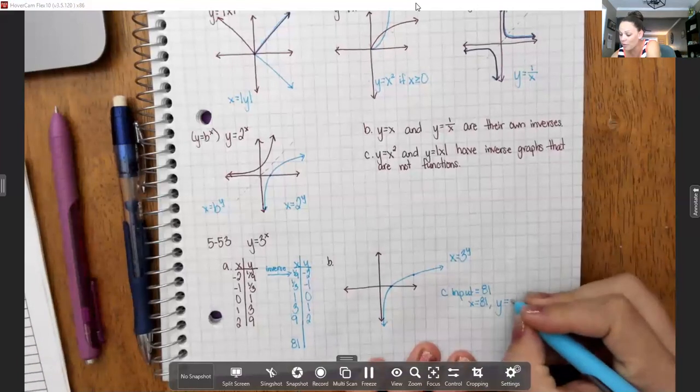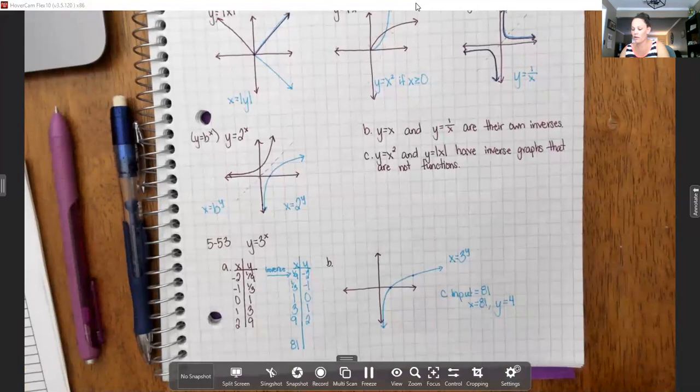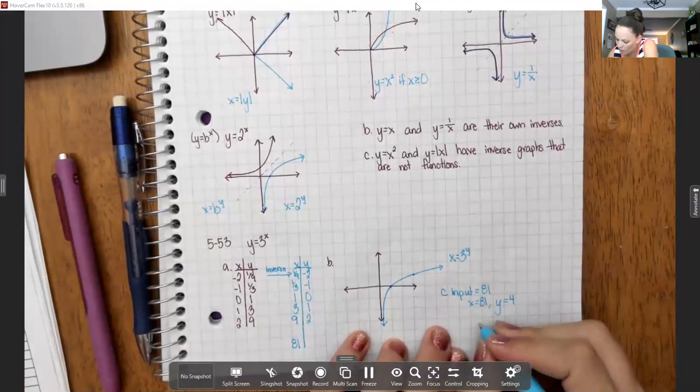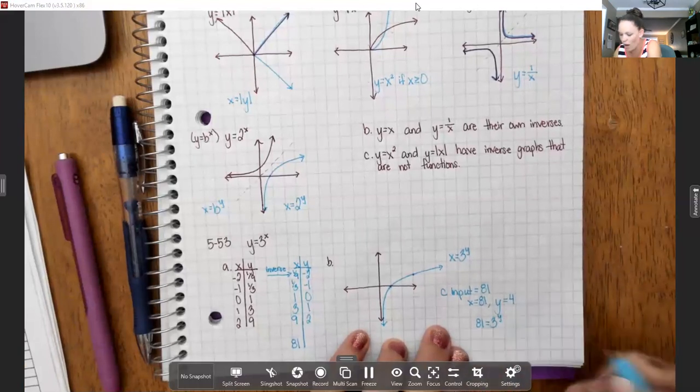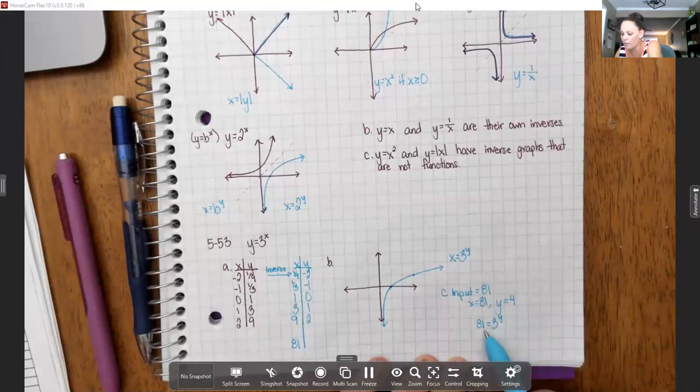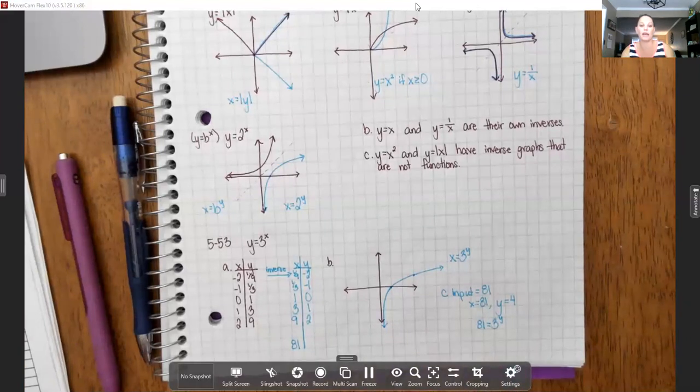So yes, Y would be 4. Because here you're kind of asking yourself, 81 is 3 to the power of Y. So how many threes do you have to multiply together to get 81? It's kind of the idea of the same base equations. That's why those were coming back. So 3 to the 4th power gives you 81.